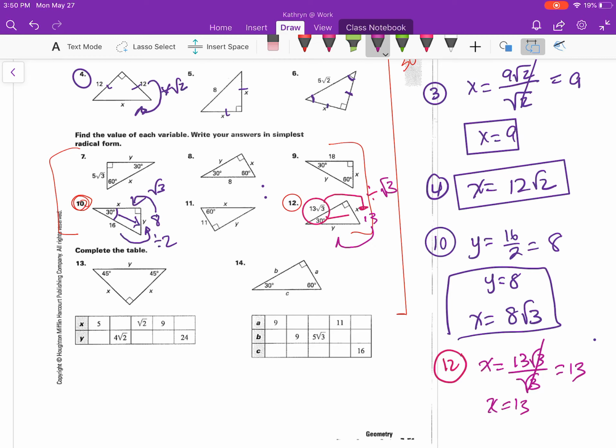And then to get to the hypotenuse, I double the short leg. So y is going to equal 13 times 2, or 26. So the short leg is 13, and the hypotenuse is 26.